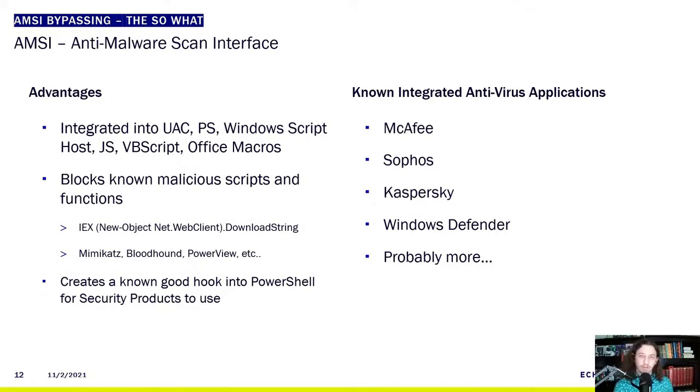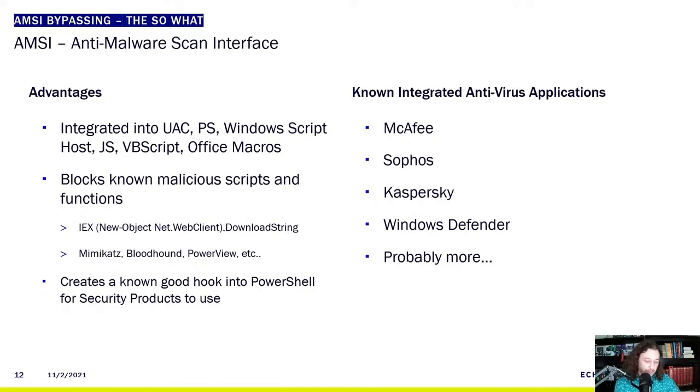It also looks out for strings like Mimikatz, BloodHound, and PowerView. I believe it still alerts on Matt Graeber's name. If it's malicious, it's going to try to alert on it. Some of the known integrated antivirus applications using this right now are McAfee, Sophos, Kaspersky, and Windows Defender, kind of a duh there. There are probably more, but this isn't a list provided by Microsoft, at least not from what I've seen, so you have to dig through. But there are people using this known good hook by Microsoft.